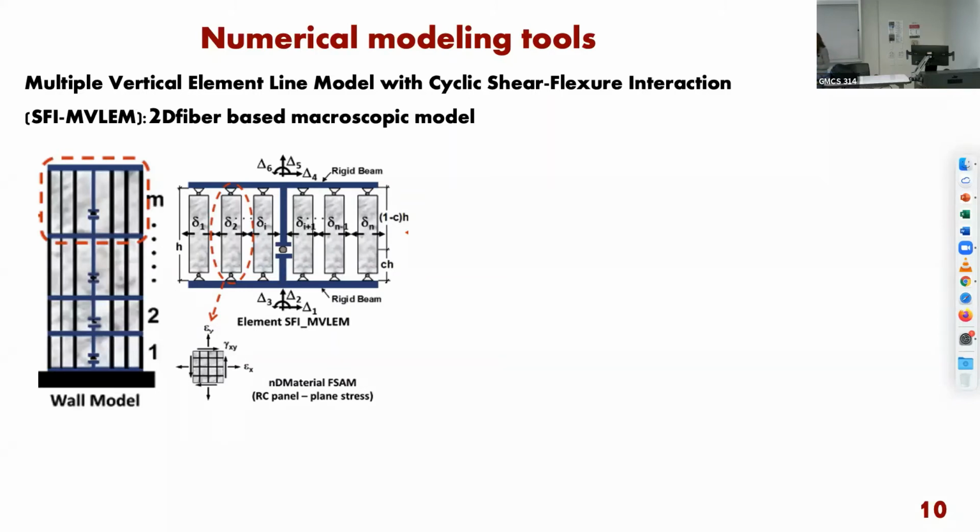So you see here a wall model. The wall is discretized in a series of elements. You can decide how many elements to choose along the height of the wall. So these are the elements 1, 2, and so on. And along the length of the wall, so on the x-axis here, you can select how many panels to use. So the panels are these rectangles here.